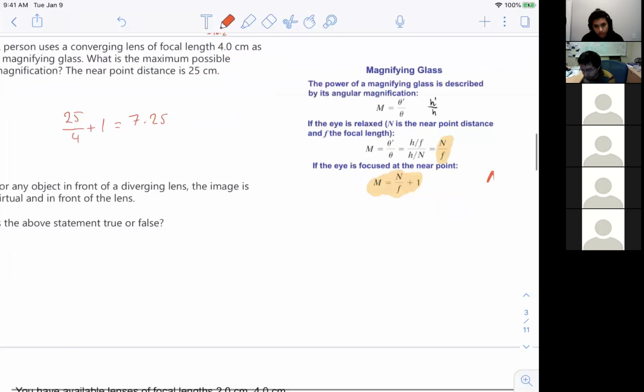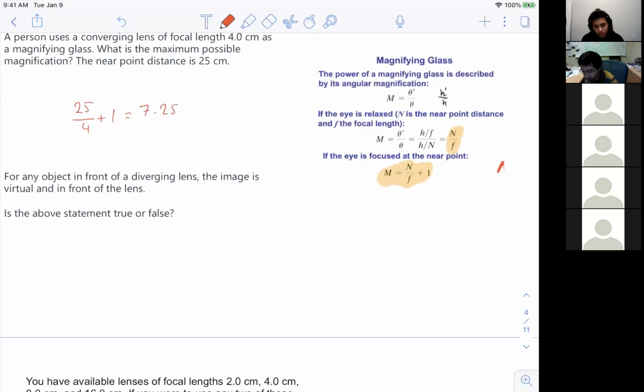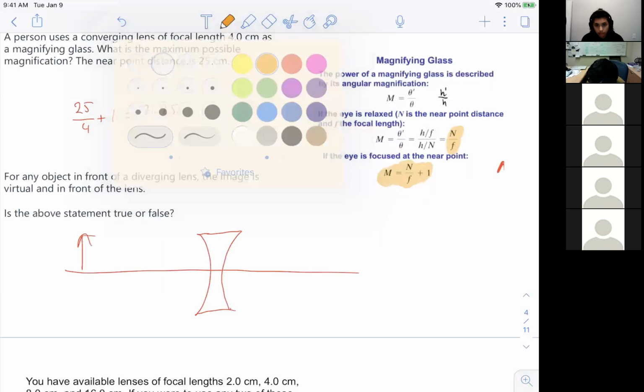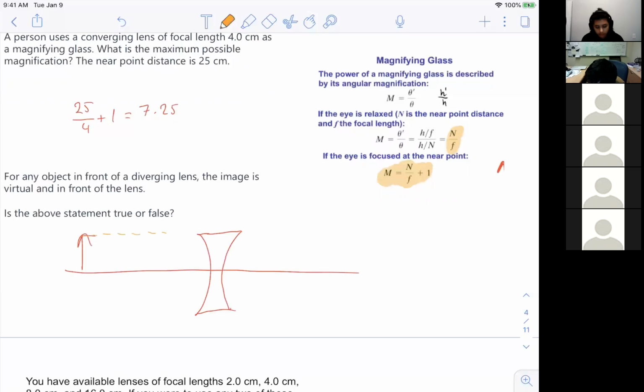Okay, the next question: for an object in front of a diverging lens, the image is always virtual and in front of the lens. Is it true or false? Actually, if you go to the lecture notes, we find this, the location of the image.